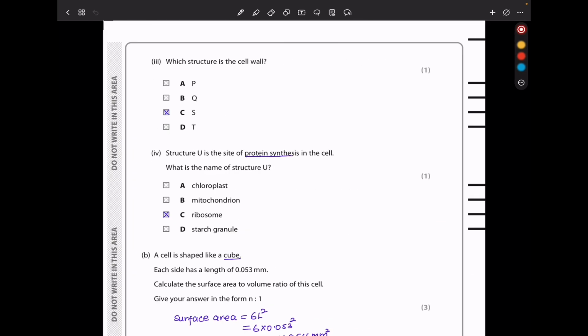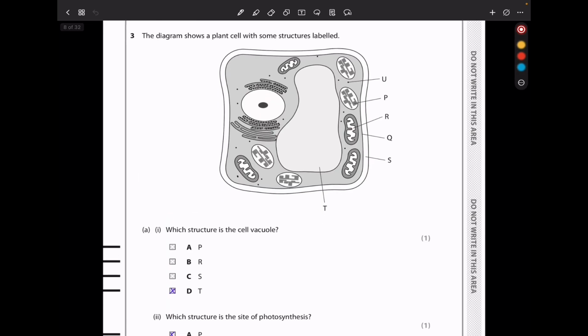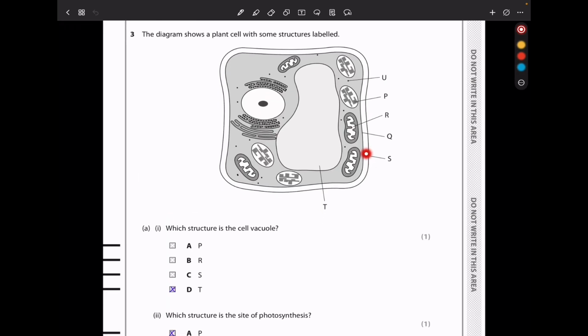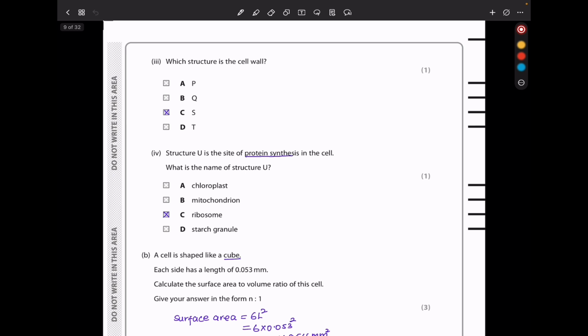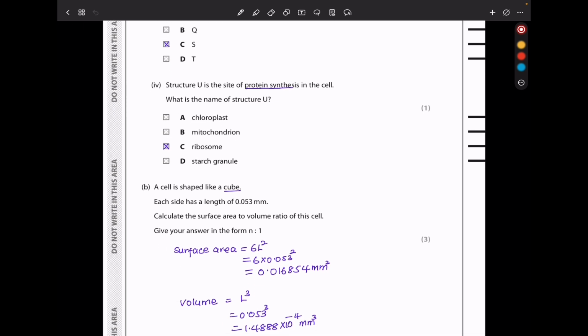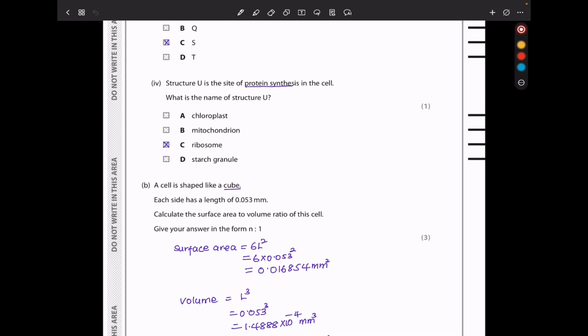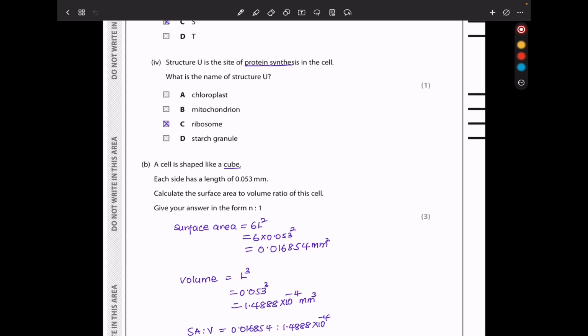The next they say which structure is the cell wall. If I take you back here, the cell wall is going to be structure S. So my answer here is going to be a C. And next they say structure U is the site of protein synthesis in the cell. What is the name of structure U? Protein synthesis takes place at the ribosome, and therefore we can say C is the answer.